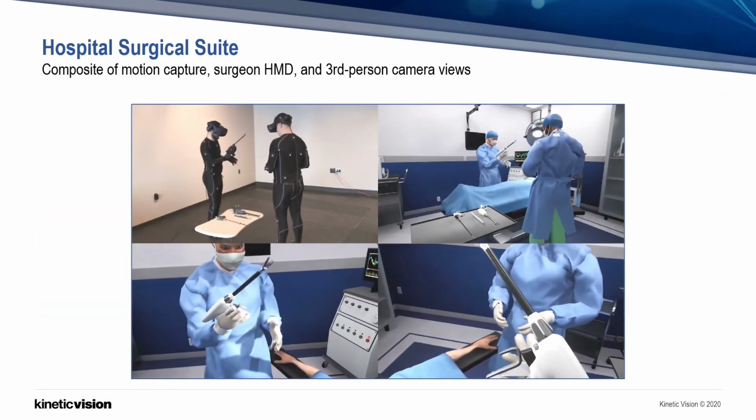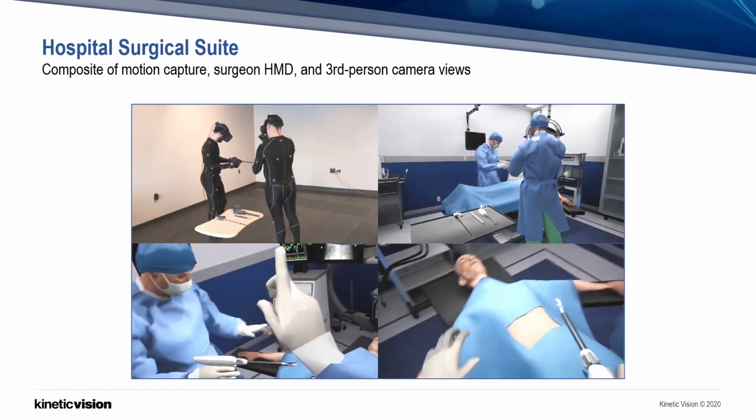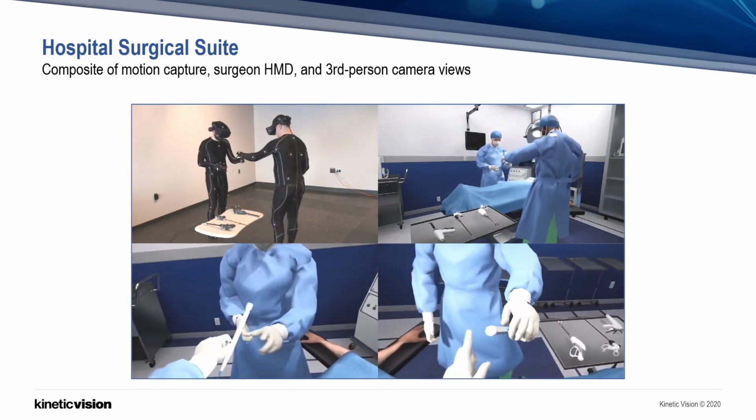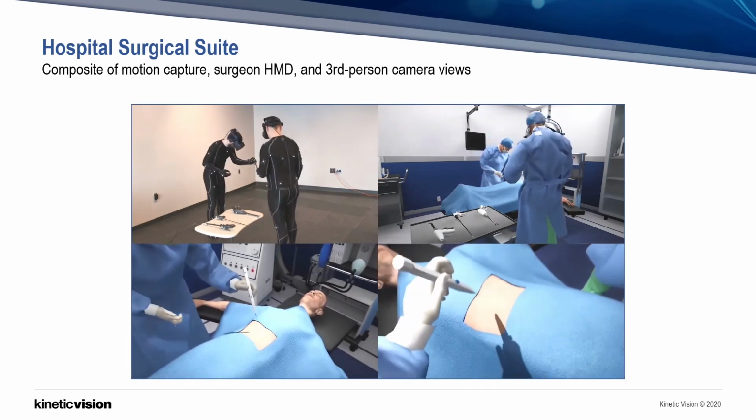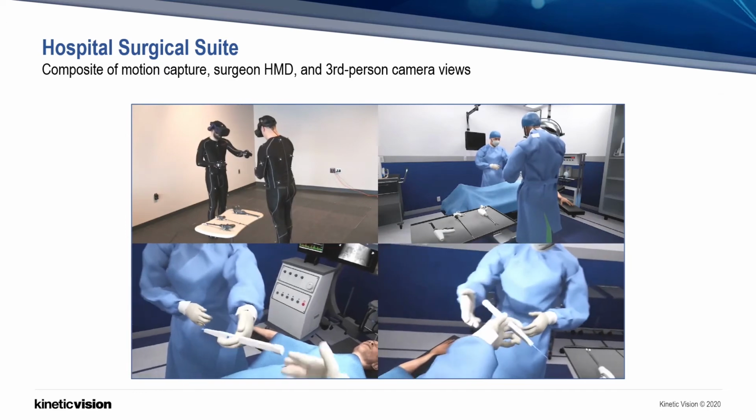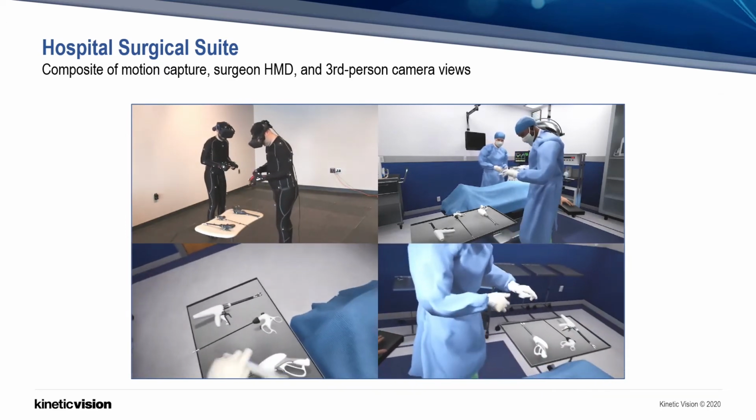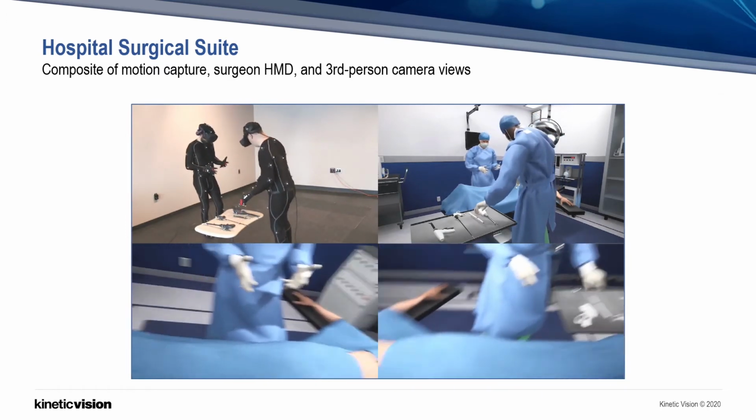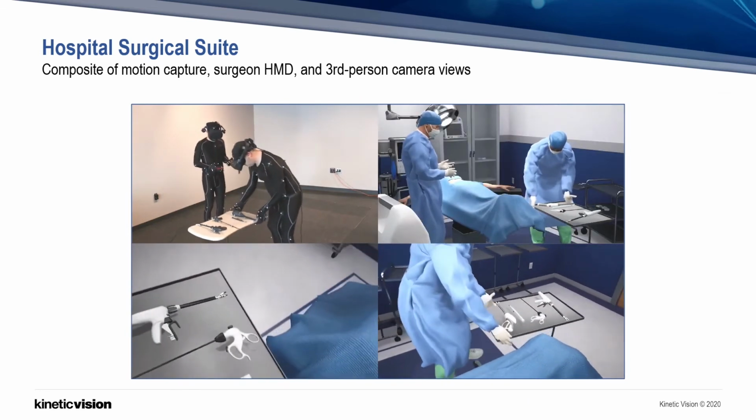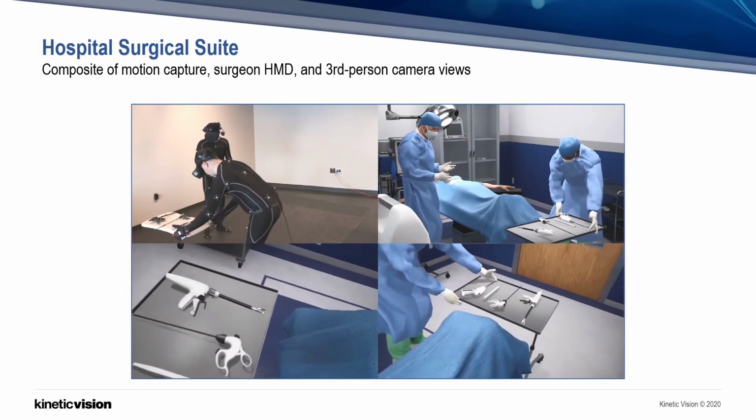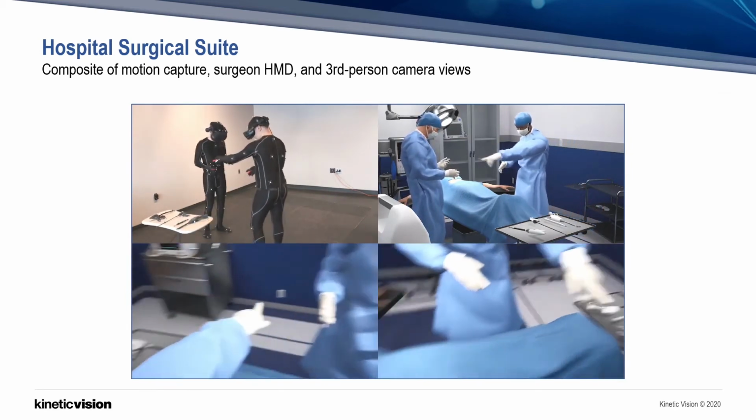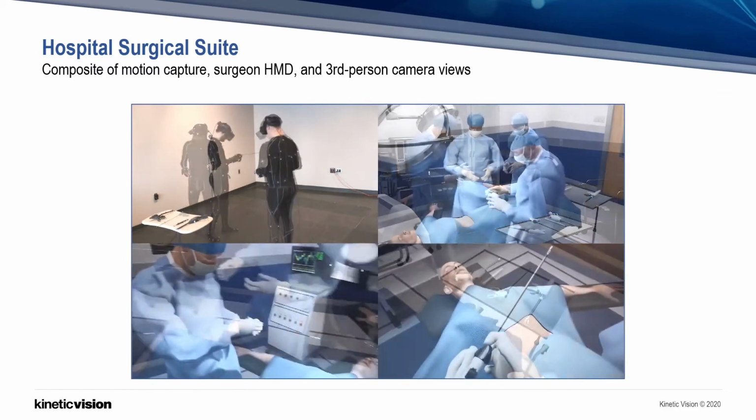Here, a composite of the surgeon headset views, motion capture process, and digital twin third-person camera are shown. Room configuration, equipment layout, procedures, and devices are tested virtually, allowing for iteration and innovation to occur at a much faster pace. Although not shown here, it is even possible to simulate actual human tissue and procedures for training and to evaluate medical device concepts.